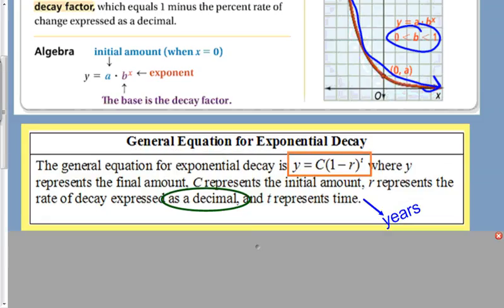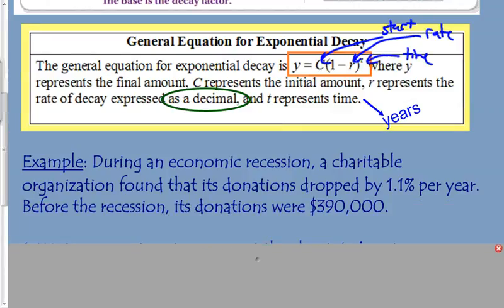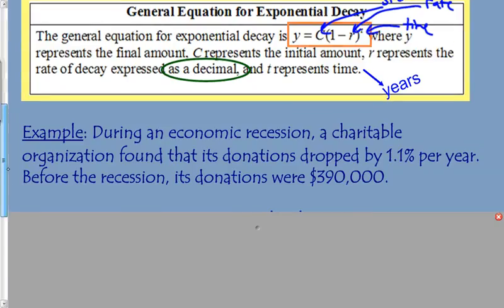Here we go. The general equation. So we're going to use this equation. Again, c is still the initial amount. That's where you start. R is still the rate, but in this case we're subtracting R from 1 instead of adding it, so that makes that number in the parentheses between 0 and 1. So this is still that rate, and t is still the time in years.